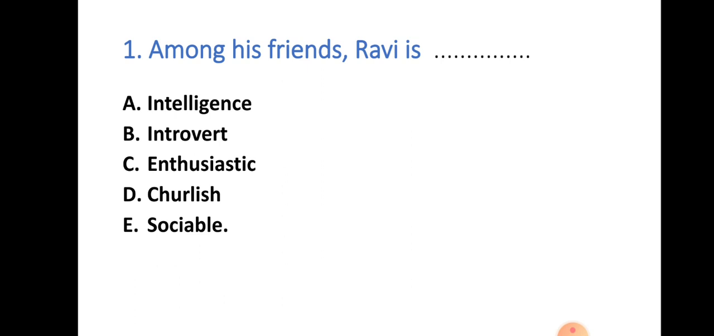So now, look at the same example. Among his friends, Ravi is blank. Now option A. So what are we searching for here? We are searching for an adjective here. Ravi is what? You are supposed to use an adjective here. So now what you need to do is eliminate the other parts of speech from the option choices. Option A, intelligence. Is it an adjective or a noun? It's a noun. Option B, introvert, adjective. Option C, enthusiastic, adjective. Option D, churlish, adjective. And option E, sociable, adjective. So only one word can be eliminated here, and that is intelligence.